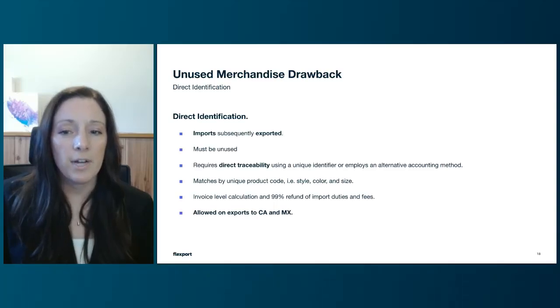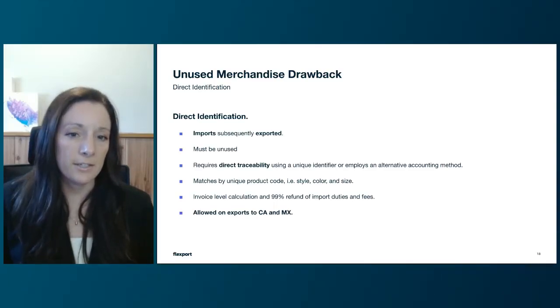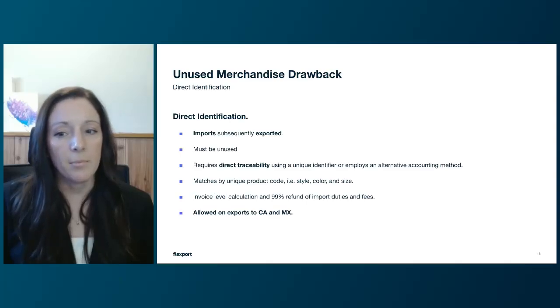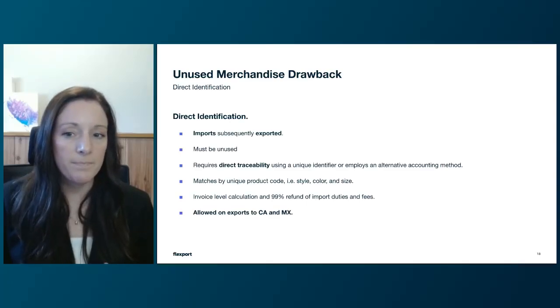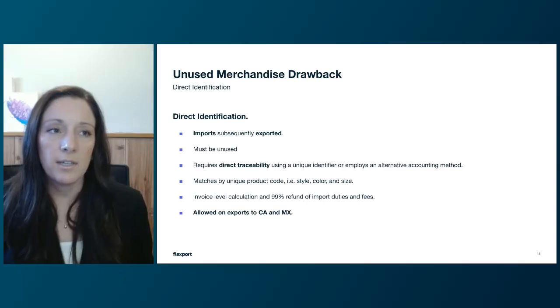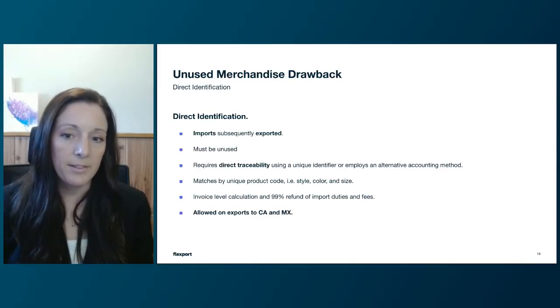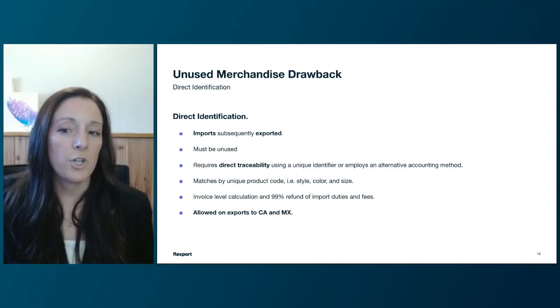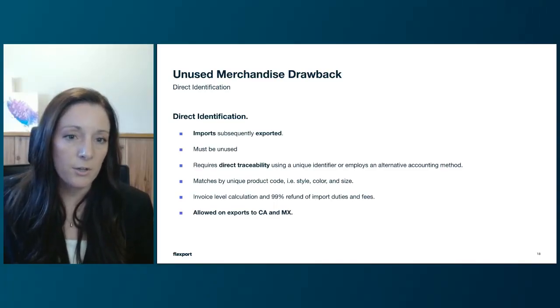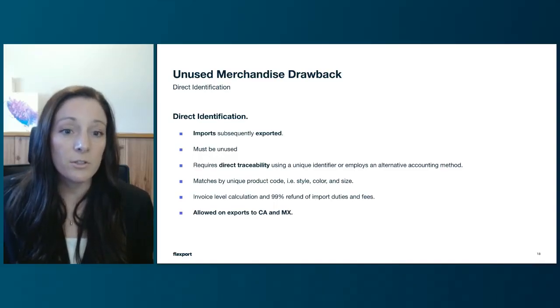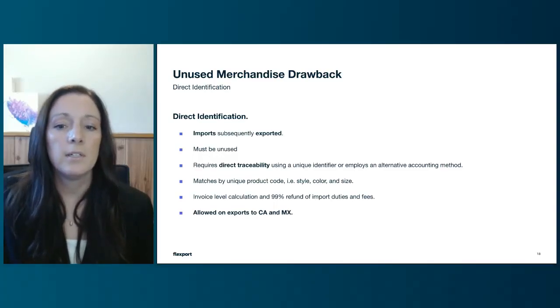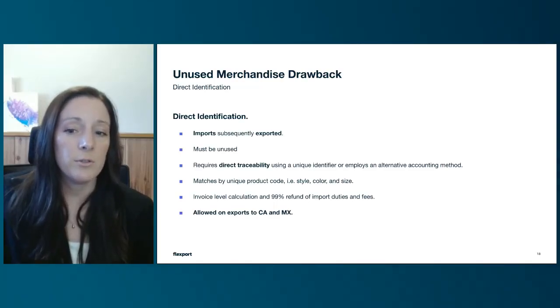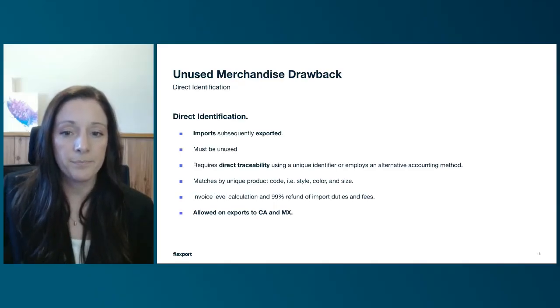It requires a direct traceability using a unique identifier, a PO number, a lot number, serial number, box number, etc. Or you must implement an alternative accounting method. Import through export must match at the SKU or that unique product code, style, color, size level for apparel. You are able to recover 99% of duties and fees, and exports to Canada and Mexico are allowable.